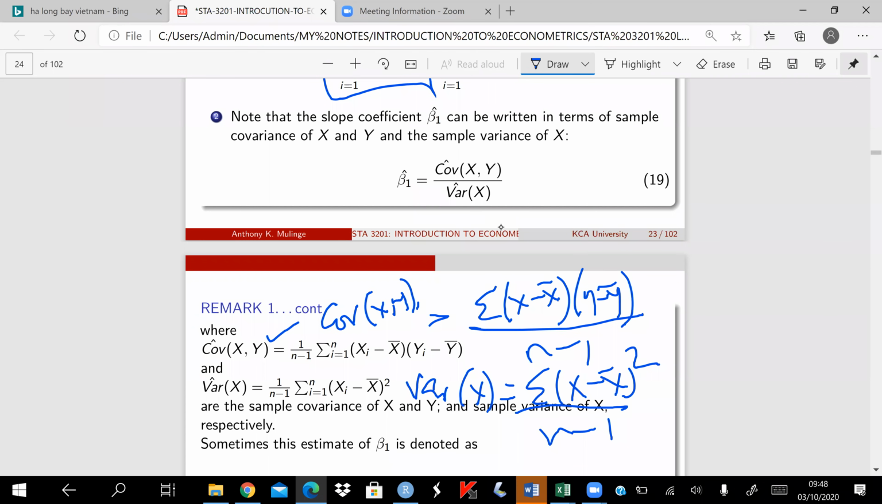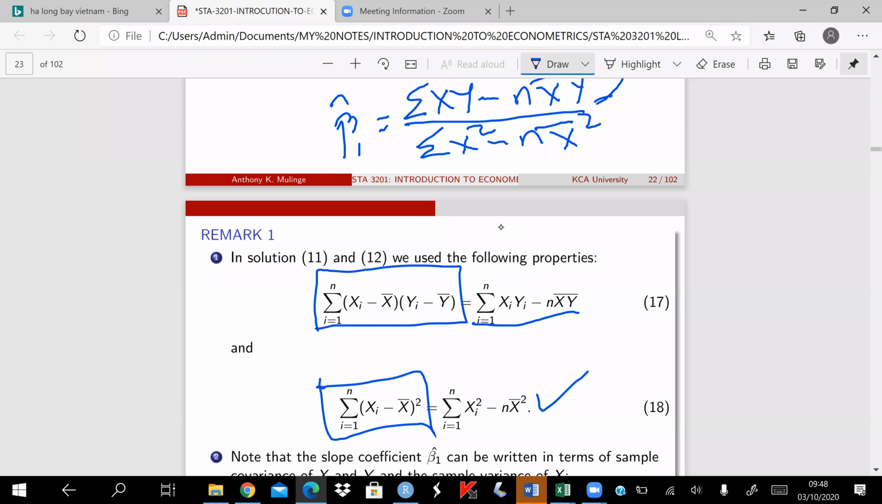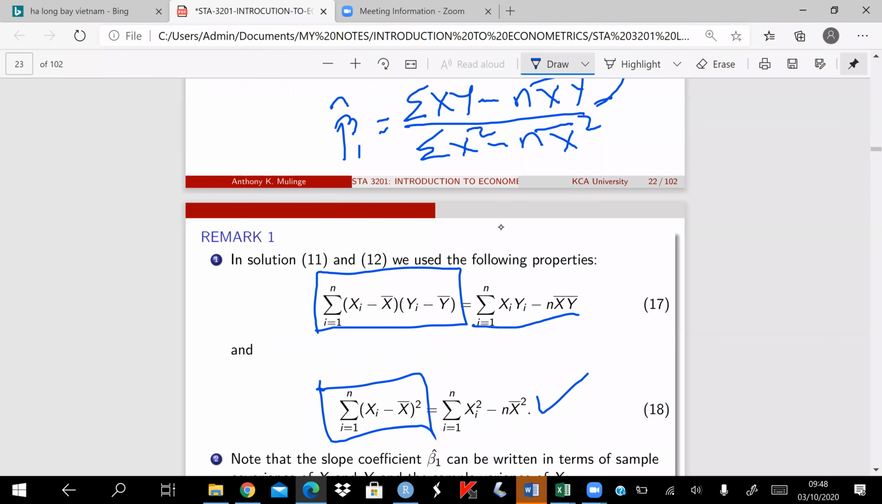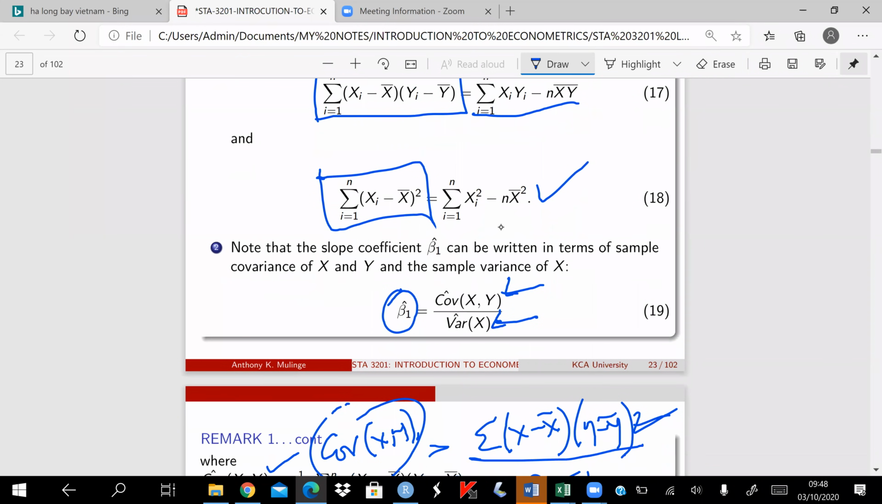So you notice that if you divide this by that, the divisors will go away. The values of n minus 1 will disappear. So you'll be left with this item on the numerator and this item on the denominator, which will be similar to number 16. So you can rewrite this in the form of variance and covariance. So beta 1 can be estimated using covariance of x and y divided by the estimated variance of x.